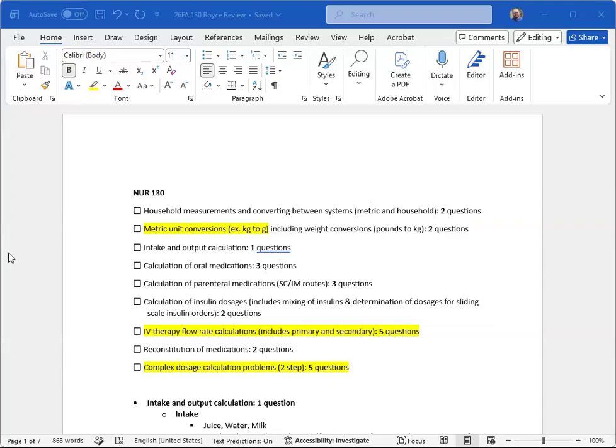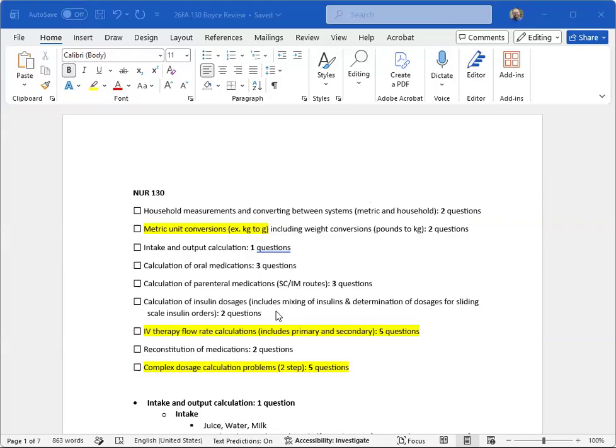Oral meds are usually pretty straightforward. That's just how many tablets or how many milliliters you administer. The injectables are basically calculated the same way as oral meds. It's just that when it's an injectable, know you're administering milliliters.